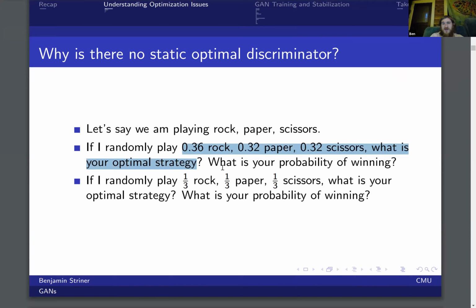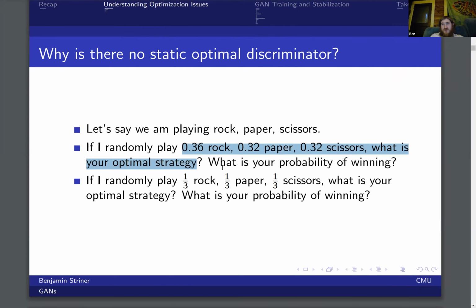If that's my strategy, what is your best strategy for playing against it? What is the optimal play style? If you could pick your likelihood of rock, paper, and scissors playing against my strategy, what probabilities would you pick to have the best likelihood of winning?